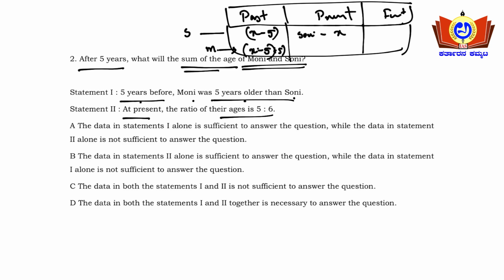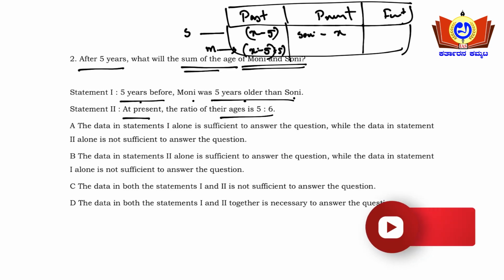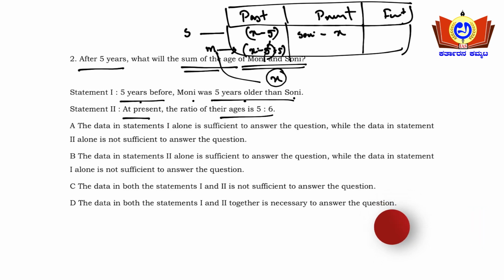5 years before, what will be the age of Soni? X minus 5. So 5 years older means X plus 5 here. So Moni's age in the past will be X here, because this 5 and this 5 will cancel. X minus 5 plus 5 cancels, and X will be the age of Moni 5 years ago. So present age of Moni will be X plus 5 here. In future Soni will be X plus 5 and Moni will be X plus 5 plus 5, so that will be X plus 10 here, yes or no friends?